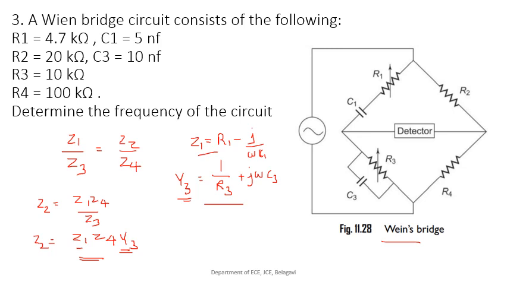Z1 is R1 minus j times j divided by omega C1. So this you can write as R1 minus j divided by omega C1. Then Z4 is R4. And then Y3 is 1 divided by R3 plus j times omega C3. You have to remember, if your capacitance and resistance are in parallel, then you calculate Y3. It becomes easy for calculation.